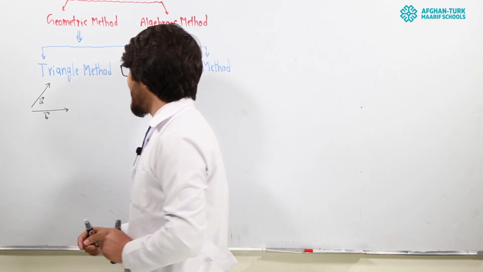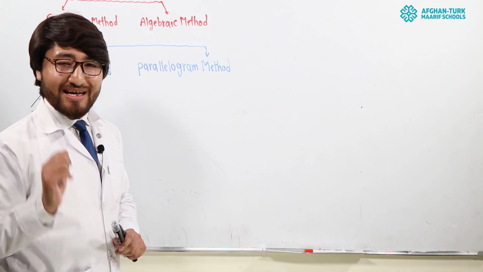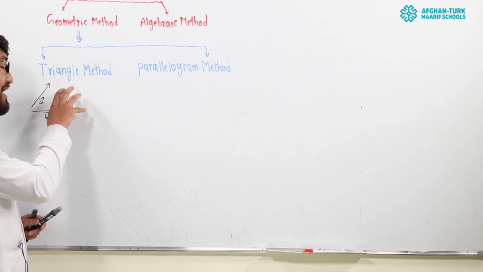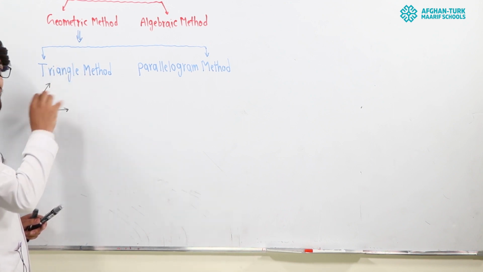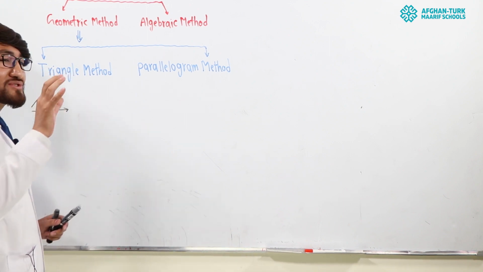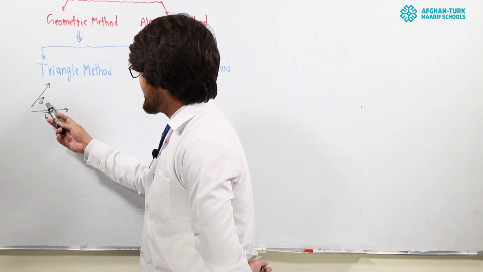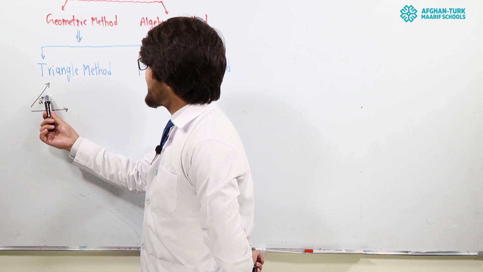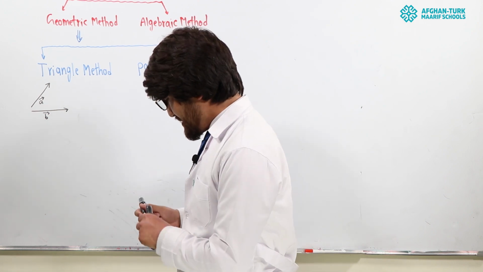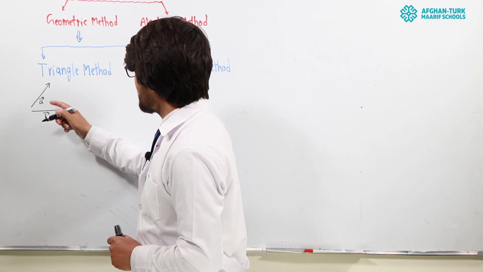Now come to the triangle method. How to find the resultant of 2 vectors in the triangle method. Here we have 2 vectors, vector A and vector B. Now I want to draw the resultant of 2 vectors. You know, when we add 2 numbers, the answer is also a number. When we want to sum or add 2 vectors, the answer is also a vector. Now I will draw the resultant of 2 vectors. Okay, how to draw?